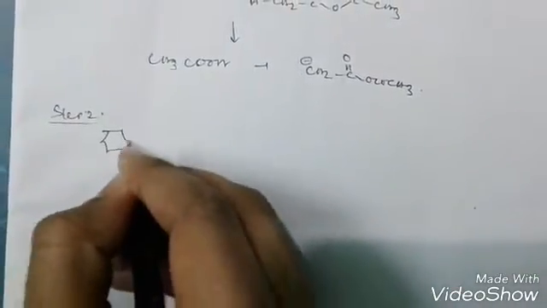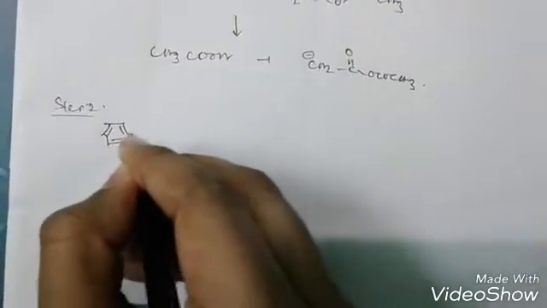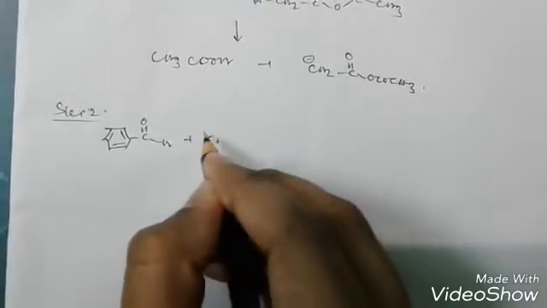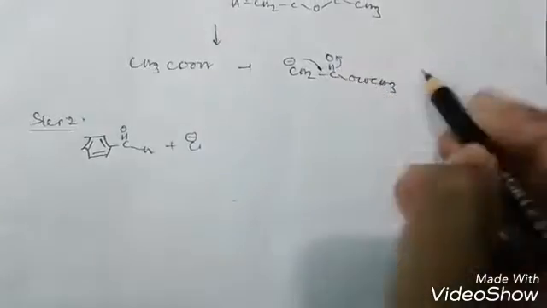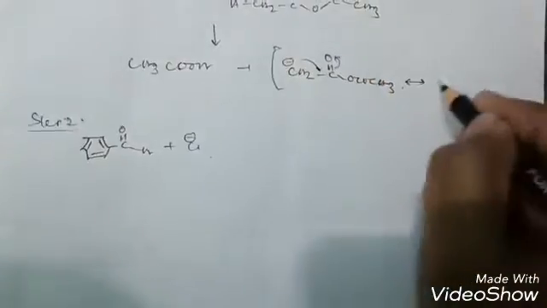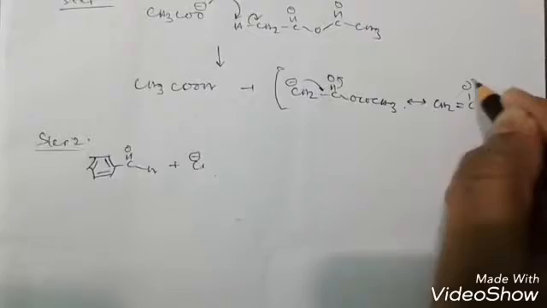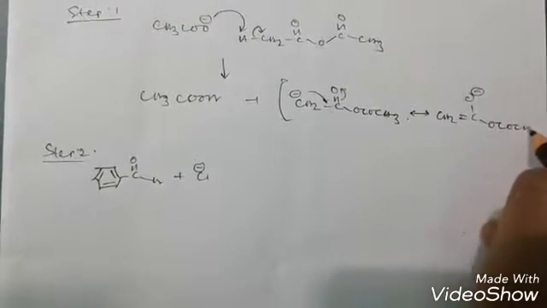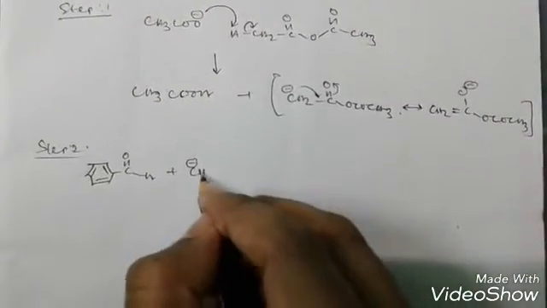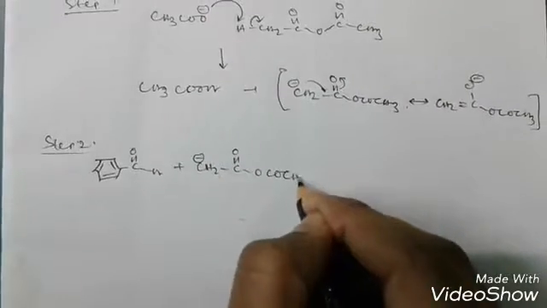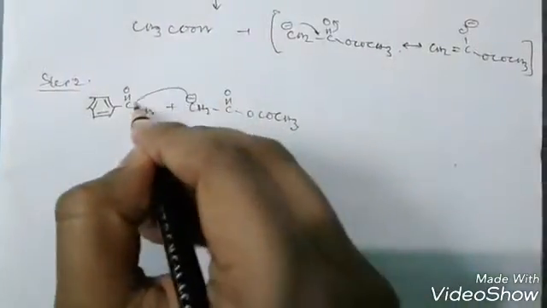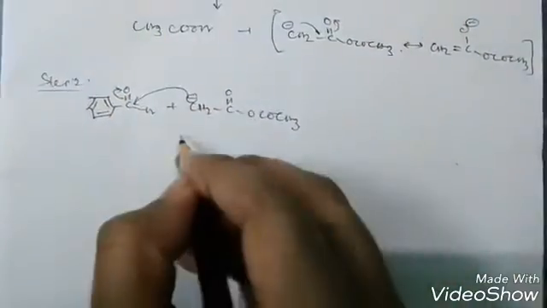Now step 2, the benzaldehyde, or the aromatic aldehyde, is attacked by the carbanion. This carbanion is pretty much stable. Why? Because it has resonance, as I can show here. So it is pretty much stable. Now this attacks here, and then this.